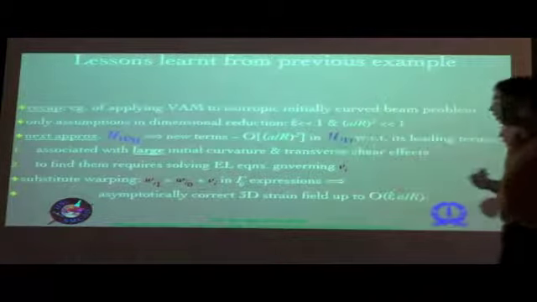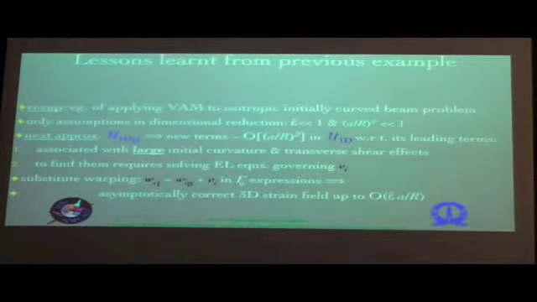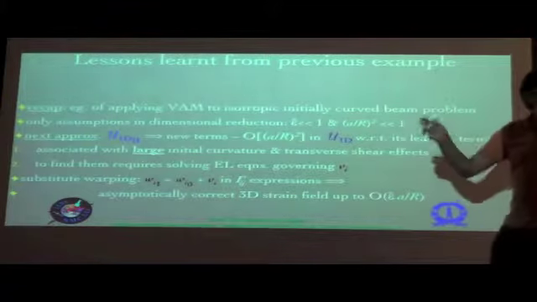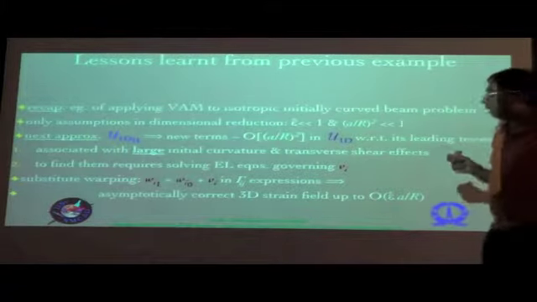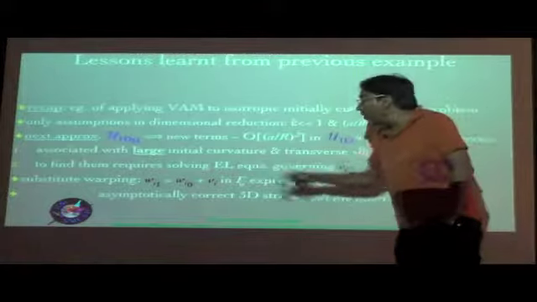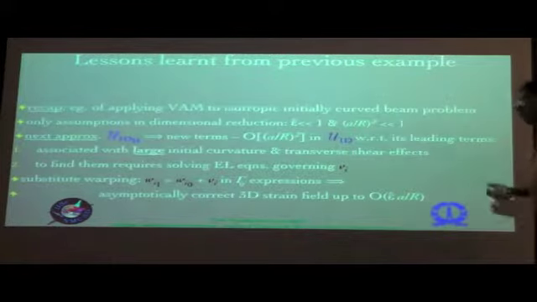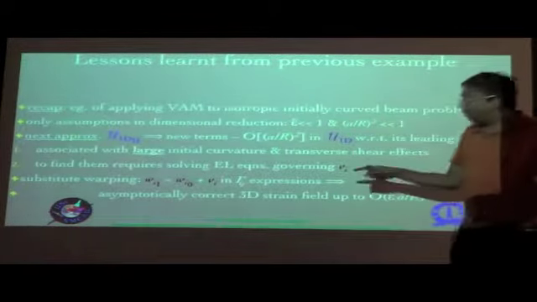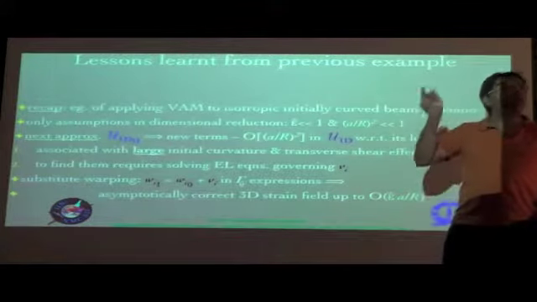These, if it were to be done, would be associated with large initial curvature and the transverse shear effects, which we did not capture in the previous example. Then to find them would require solving the Euler-Lagrange equations governing V1. So remember that V1 was the first order warping.